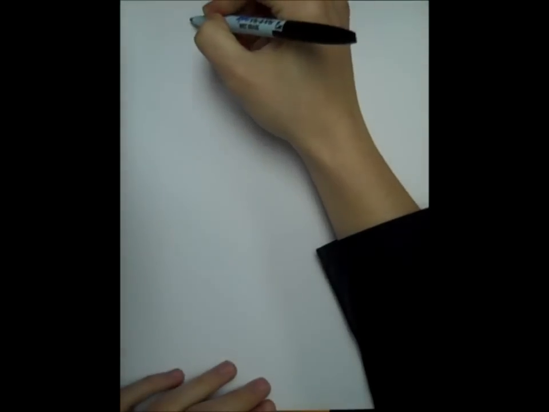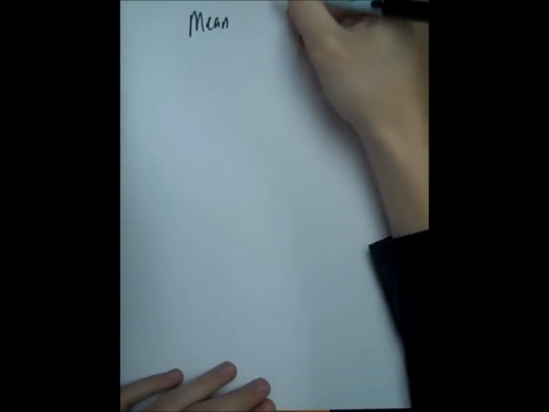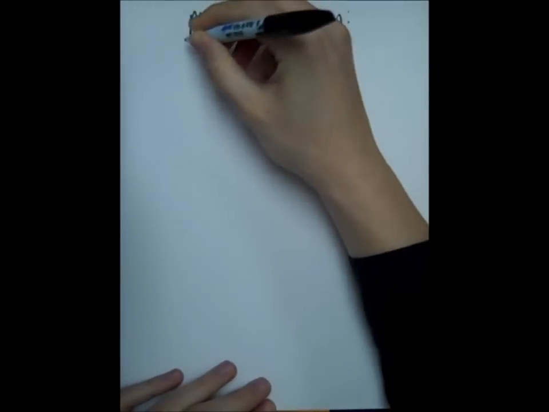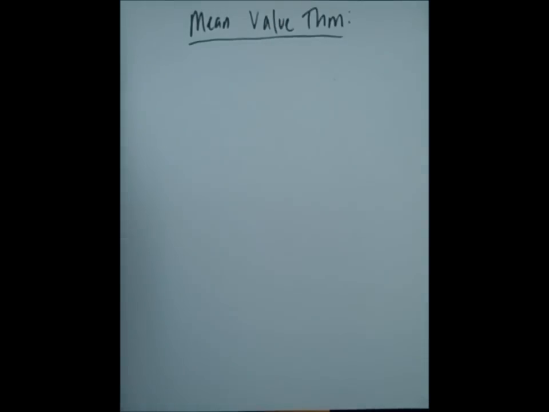So the next part that we're going to talk about is the mean value theorem and monotonicity. So first we'll start with the mean value theorem. The mean value theorem is a more generalized version of Rolle's theorem.